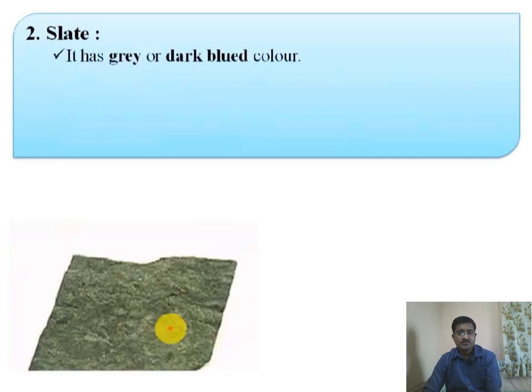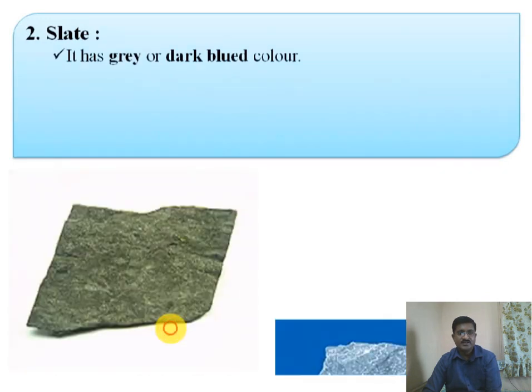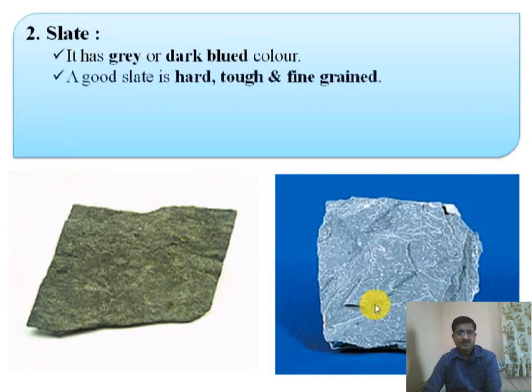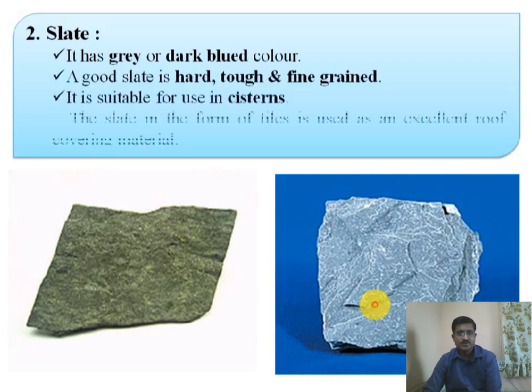Now slate, if you see, has a gray or dark blue color depending upon its contents, and a good slate is hard, tough and fine grained. It is suitable for cisterns. Slate in the form of tiles is used as an excellent roof covering material as well.